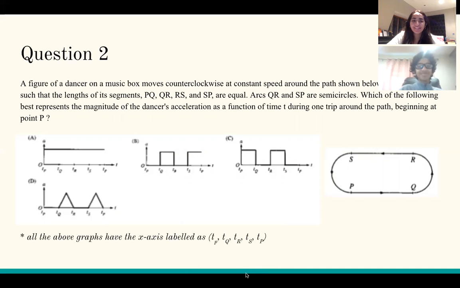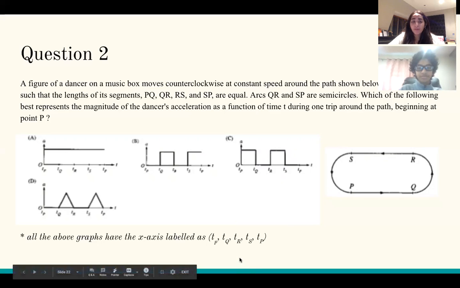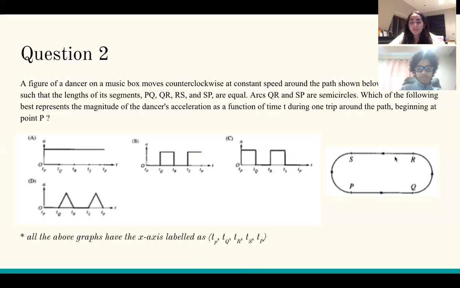A figure of a dancer on a music box moves counterclockwise at a constant speed around the path shown below. The path is such that the lengths of the sequence PQ, QR, RS, and SP are all equal. The arcs QR and SP are semicircles. Which of the following best represents the magnitude of the dancer's acceleration as a function of time during one trip around the path, beginning at point P? And this is the image right here for some reference.